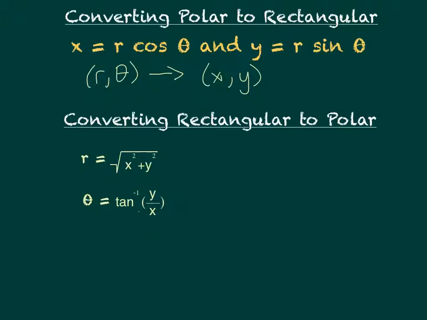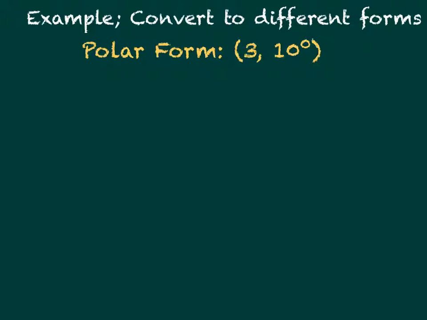Now, if we are converting from rectangular to polar, it's a little bit different. We start with our x, y point, our rectangular point, and we want to go to our r, theta, so our radius and our theta. So the r, or our radius from the origin, is going to equal the square root of x squared plus y squared, which is essentially just the distance from the origin to our point. And theta is going to equal the inverse tangent of y over x. So let's work through a few examples here.